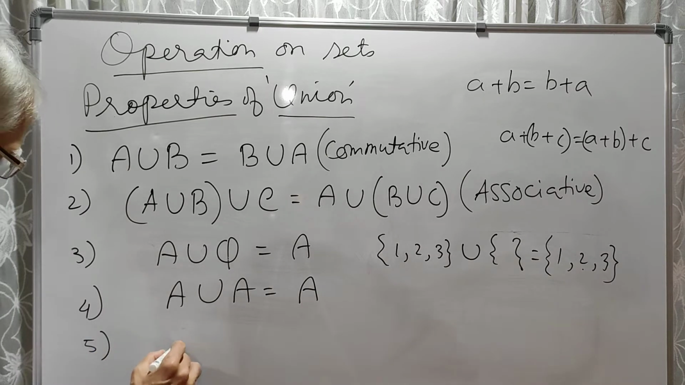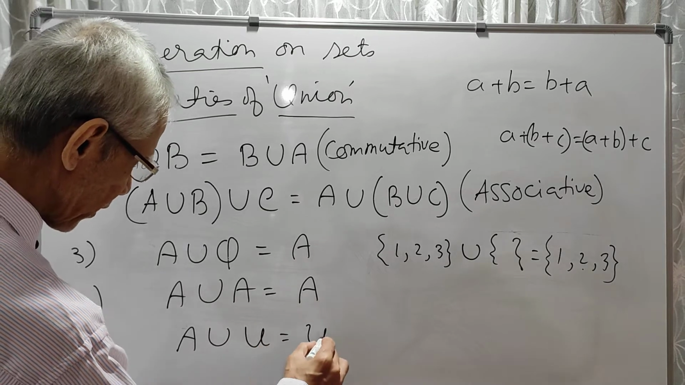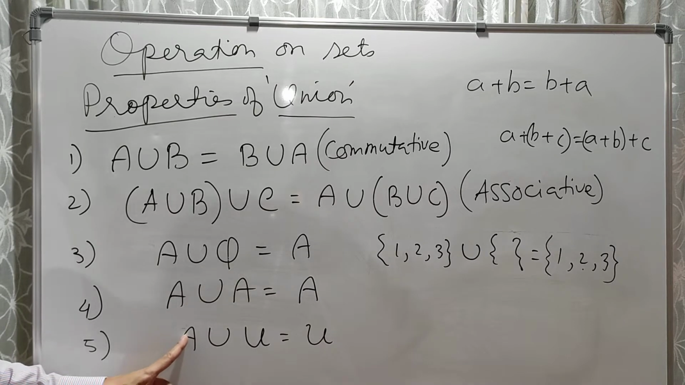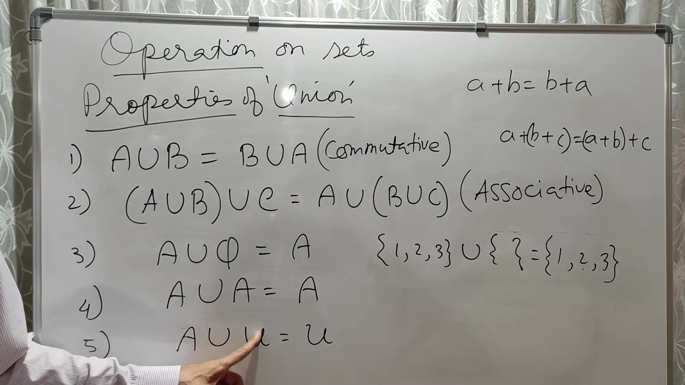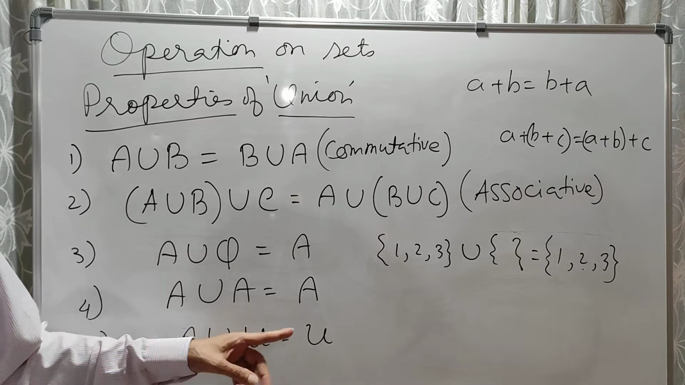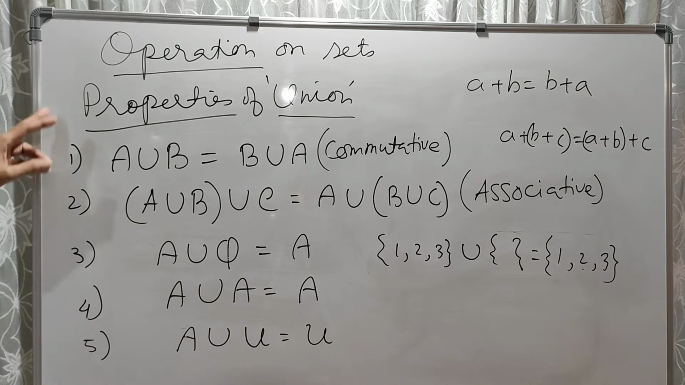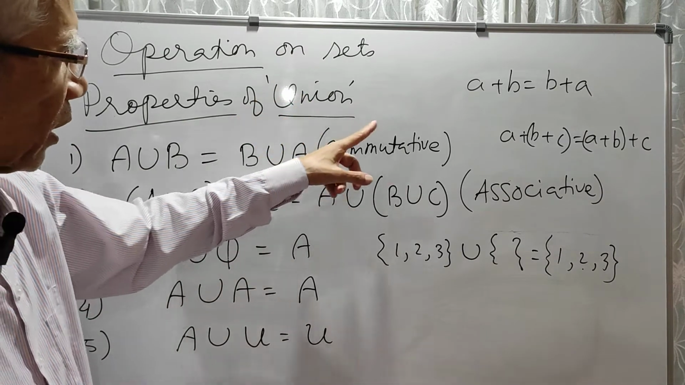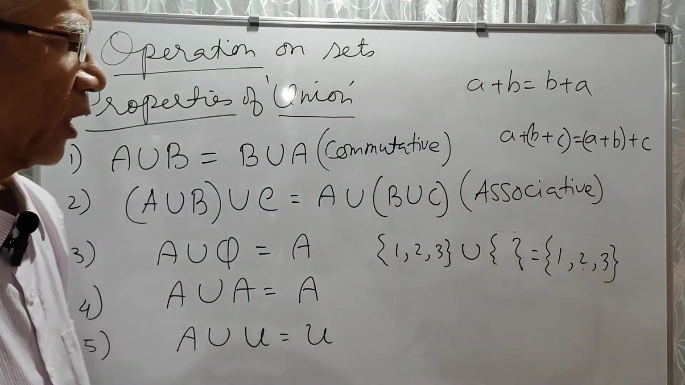Then last of all, A union universal set. Obviously it is the universal set. Suppose A is a set of digits 0, 1, 2, 3, 4, 5, and the universal set is the set of all the digits. What will be the union? The universal set, obviously. So A union universal is the universal set. So these are the 5 properties of union of sets. Here you see 2 properties, commutative and associative. These two are similar to those properties of numbers.